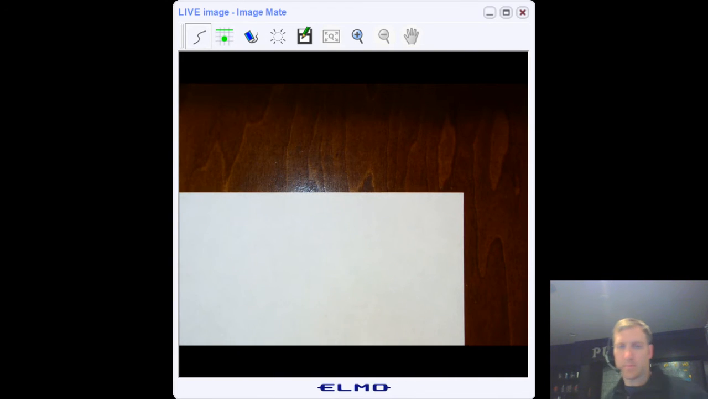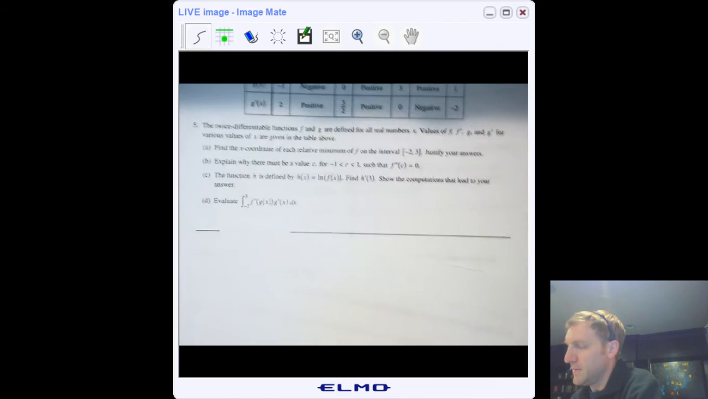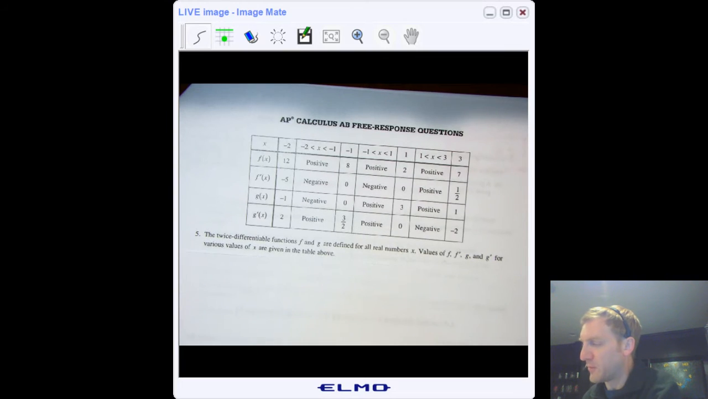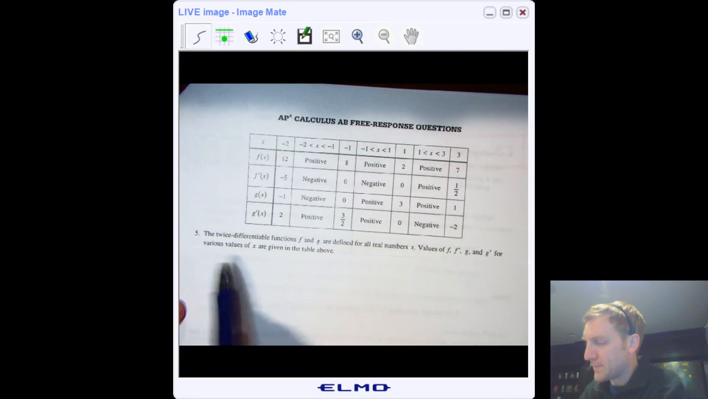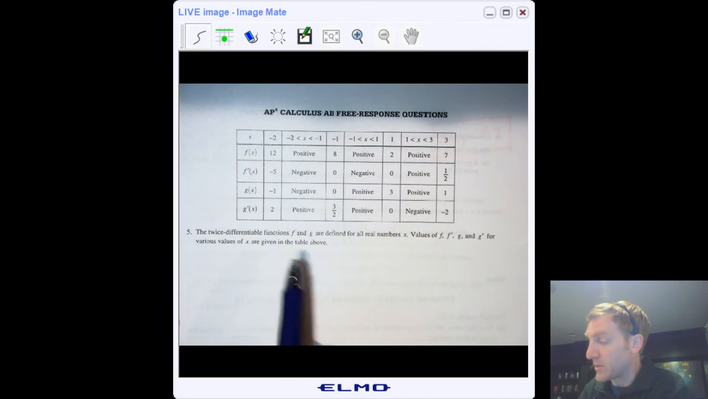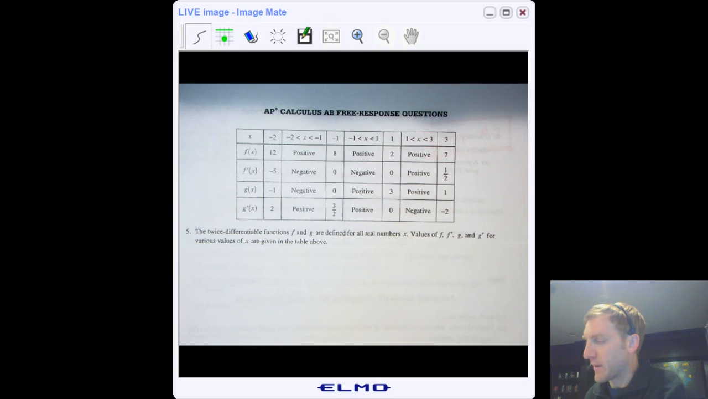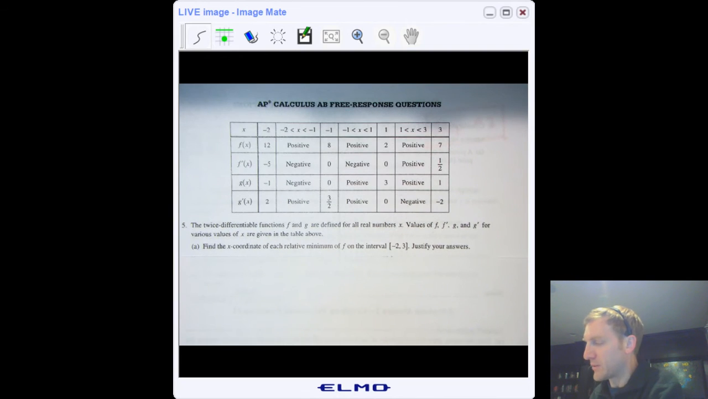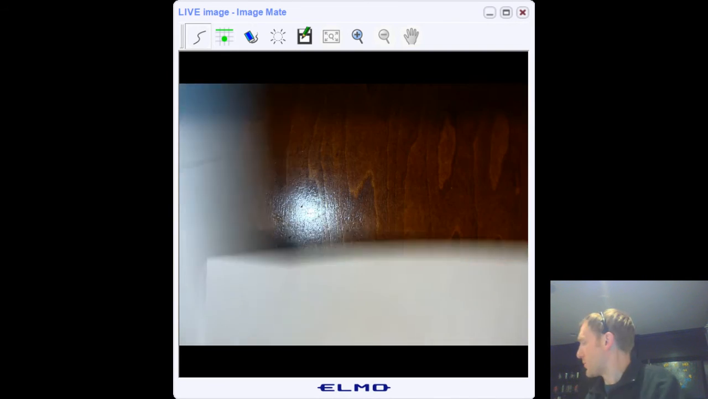Question 4. All right. Let's move on to question 5. It gives you twice differentiable functions f and g. And just to refresh your memory, twice differentiable means the first and second derivatives exist everywhere. Selected values are given. Find the x coordinate of each relative minimum on the interval negative 2 to 3.